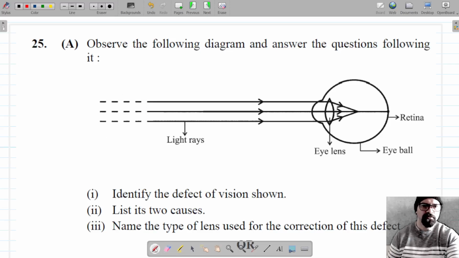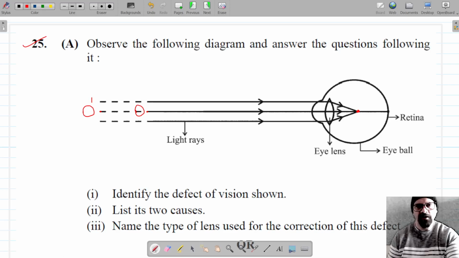For the next question, that is question number 25, we have to observe the following diagram and answer the questions following it. These are the light rays coming from infinity, and the image is formed in front of the retina. So that means the far point of the normal human eye, which is infinity, has come nearer.